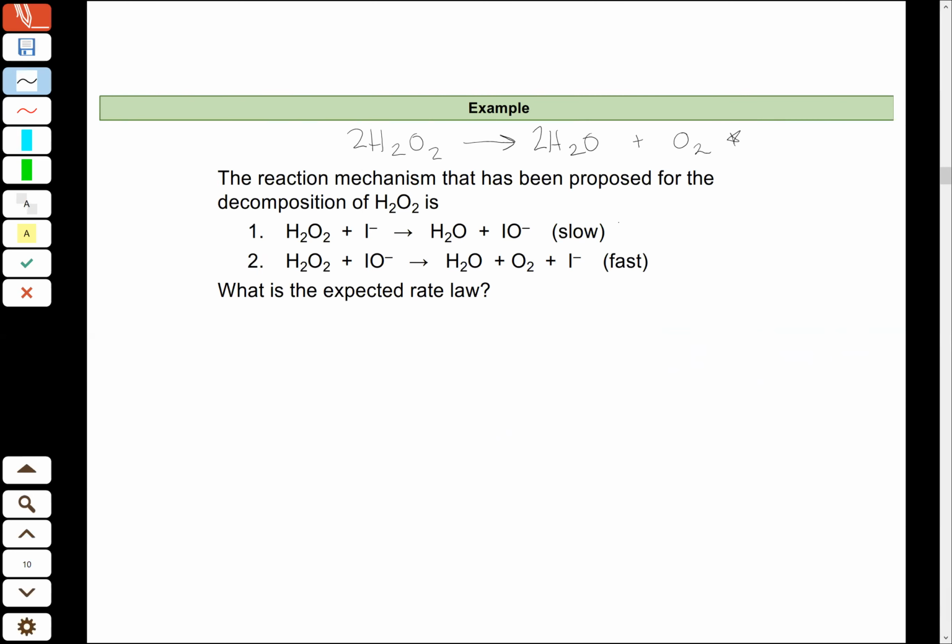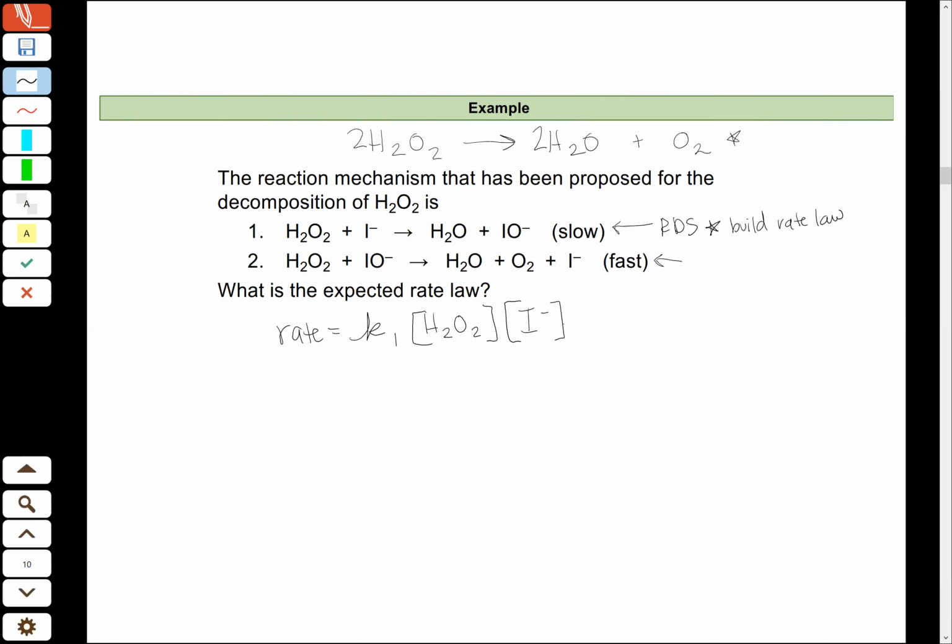So I have information about which is a slow step and which is a fast step in this mechanism. And the slow step is going to be my rate determining step. And this is what I'm going to build my rate law from. So my rate law is going to be equal to the rate law constant for that first step times the concentration of H2O2. And then I'll multiply that by the concentration of I minus.